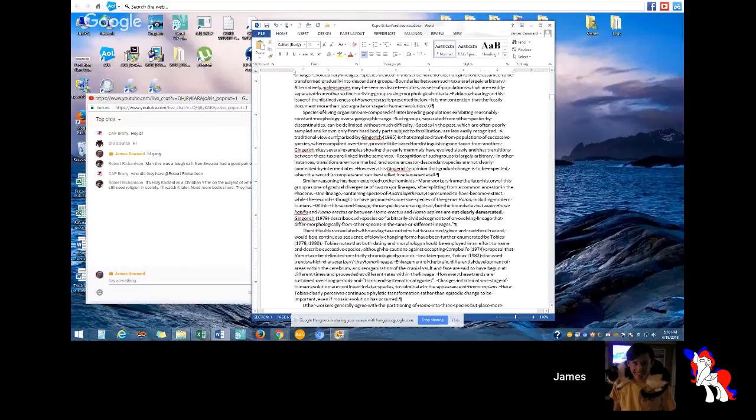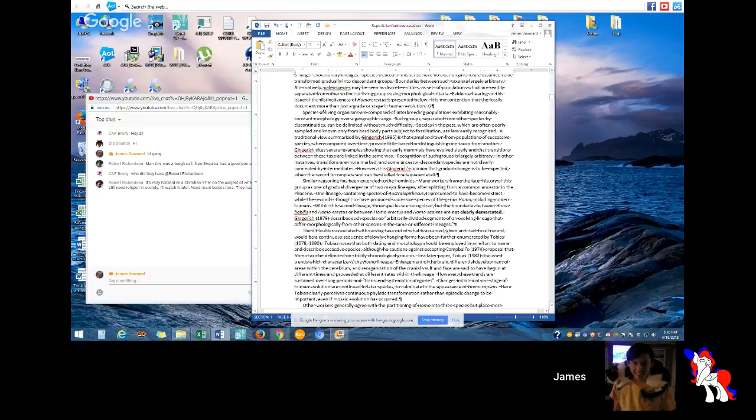It's about as bad now, as you look down here. I discovered this is the paragraph that this was from. Similar reasoning has been extended to the hominids. Many workers frame the later history of this group as one of the gradual divergence of two major lineages after splitting from a common ancestor in the Pliocene. One lineage containing species of Australopithecus is presumed to have become extinct, while the second is thought to have produced successive species of the genus Homo, including modern humans. Within this second lineage, three species are recognized, but the boundaries between Homo habilis and Homo erectus, or between Homo erectus and Homo sapiens, are not clearly demarcated. Cambridge, 1979, describes such species as arbitrarily divided segments of an evolving lineage that differ morphologically from other species in the same or different lineages.